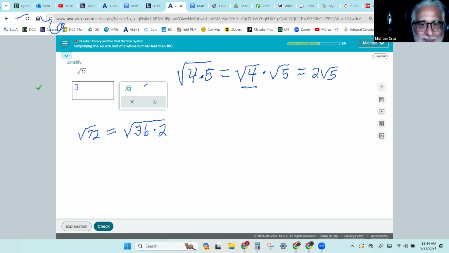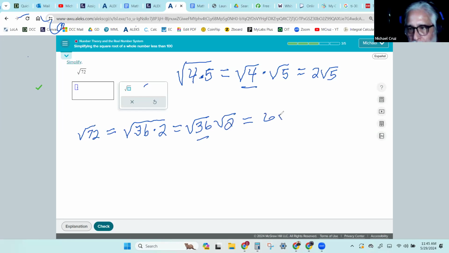I'm spending so much time on this because I wanted to show you how this thing works when you get 3 in a row. So square root of 36 times the square root of 2. This right here is 6, because that's the square root of 36. So 6 square roots of 2. If I put that in, watch what's going to happen.